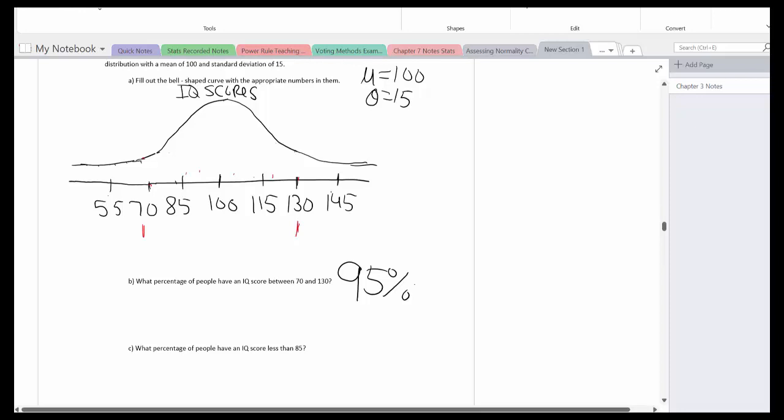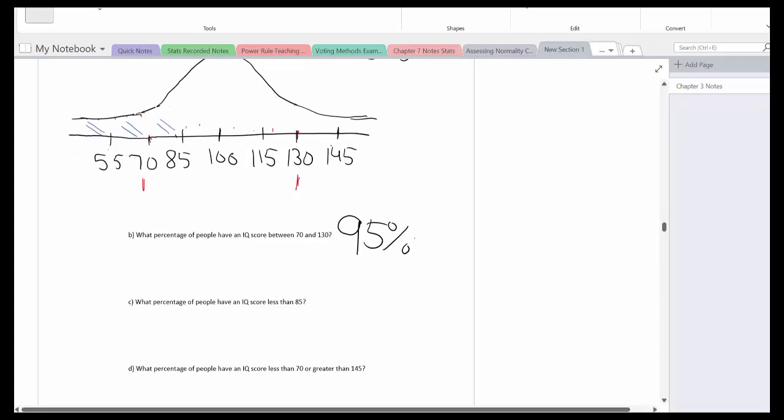What percentage of people have an IQ score less than 85? So it's this region, and this region. So the 3 numbers would be 13.5 plus 2.35 plus 0.15, and that would be 16%.